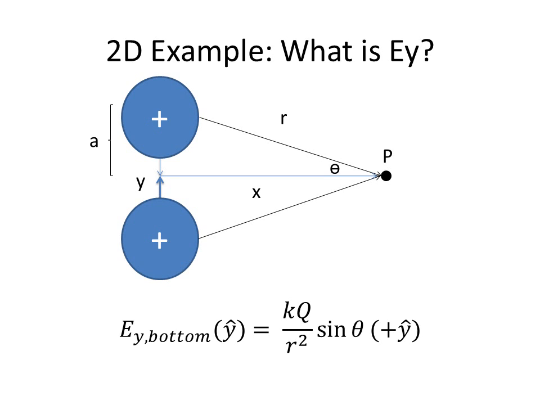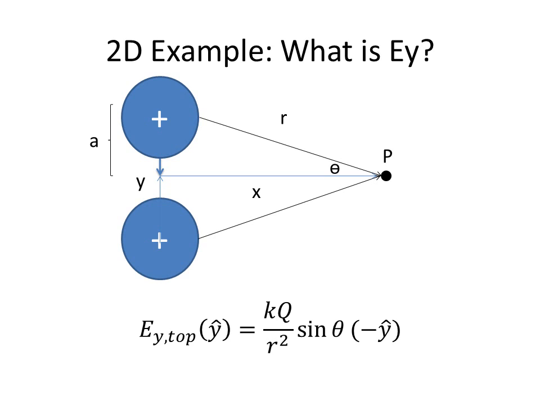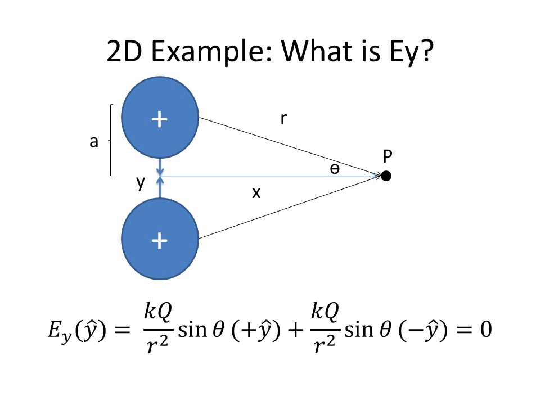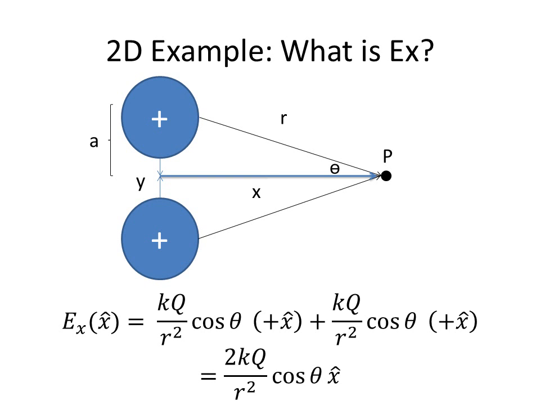From the bottom point charge, the component we obtain is kq over r squared sine theta in the positive y direction. The y component of the electric field generated by the top point charge is equal in magnitude, but opposite in direction. Therefore, the total y component of the electric field generated by the point charges experienced at point P is 0. What about the x component of the electric field?